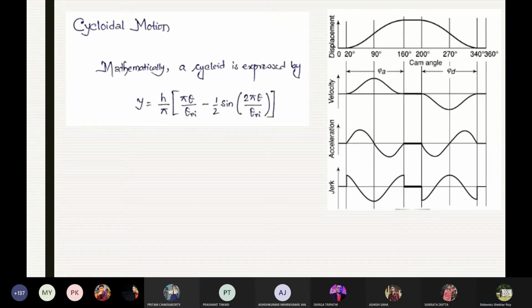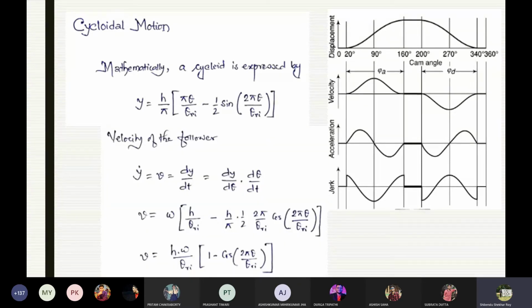The cycloid is expressed by the equation y equals h by pi into (pi theta divided by theta ri) minus h by 2 pi sine of (2 pi theta by theta ri). Mathematically, y equals this one, that you have to remember. Now, if it is velocity, how will I do it?